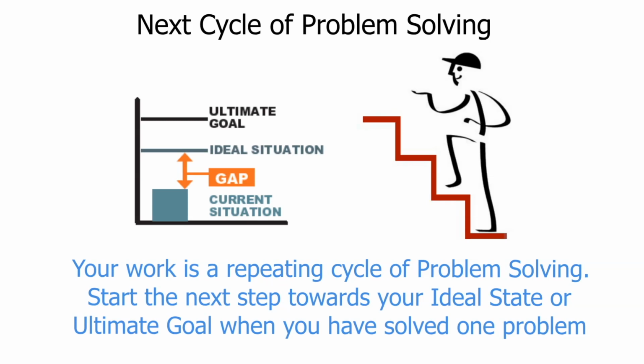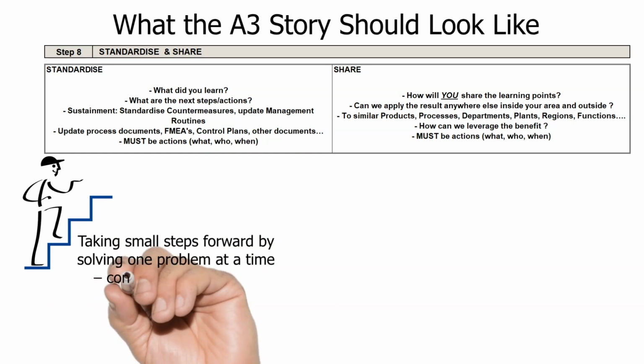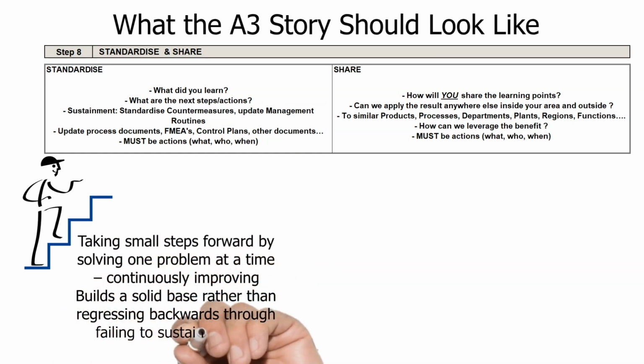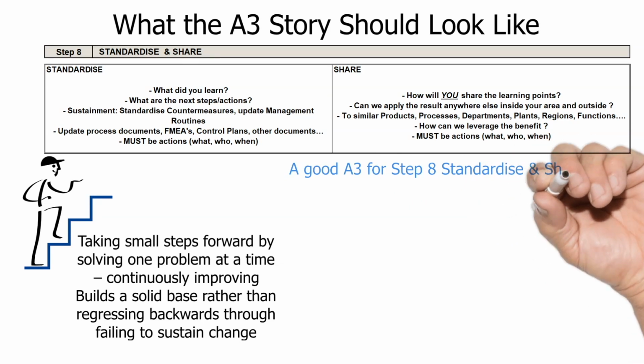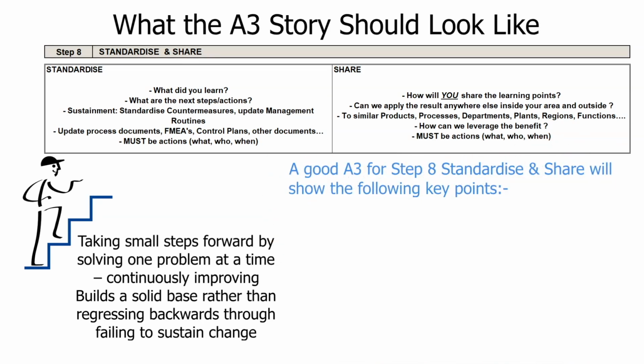What the A3 story should look like. Taking small steps forward by solving one problem at a time, continuously improving, builds a solid base rather than regressing backwards through failing to sustain change. A good A3 for Step 8, Standardise and Share, will show the following key points.